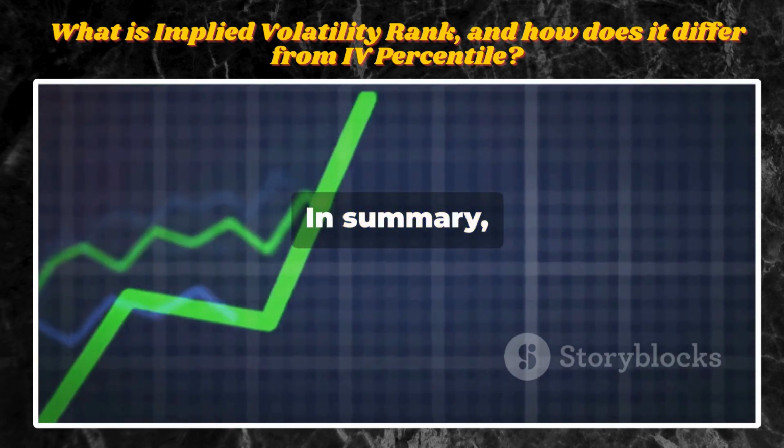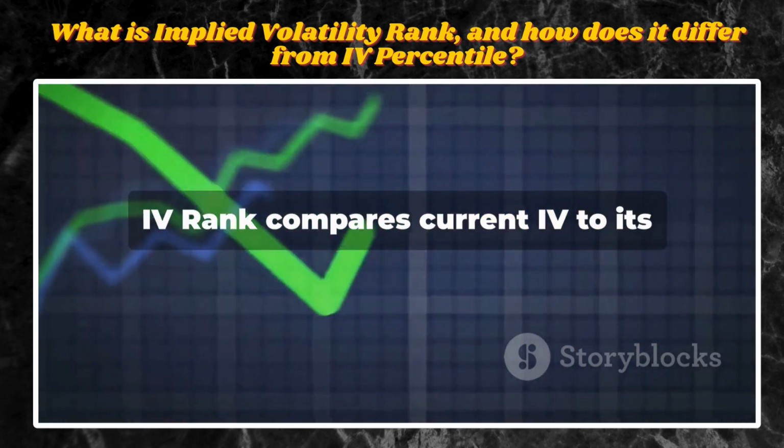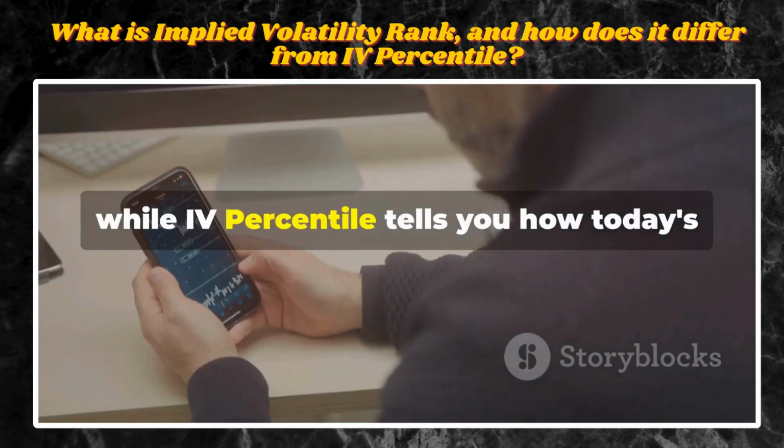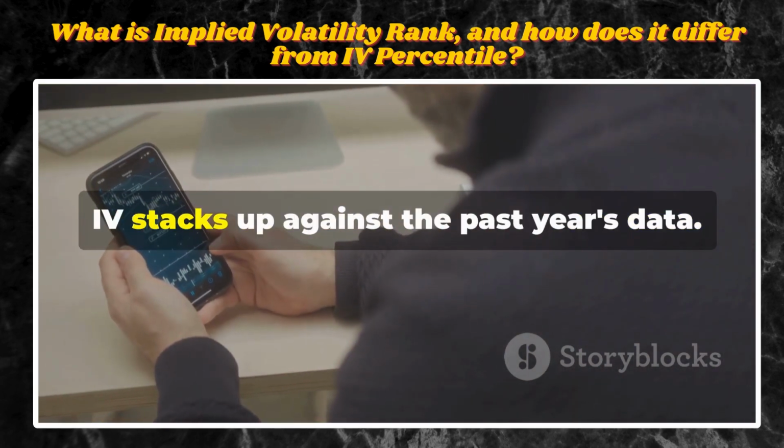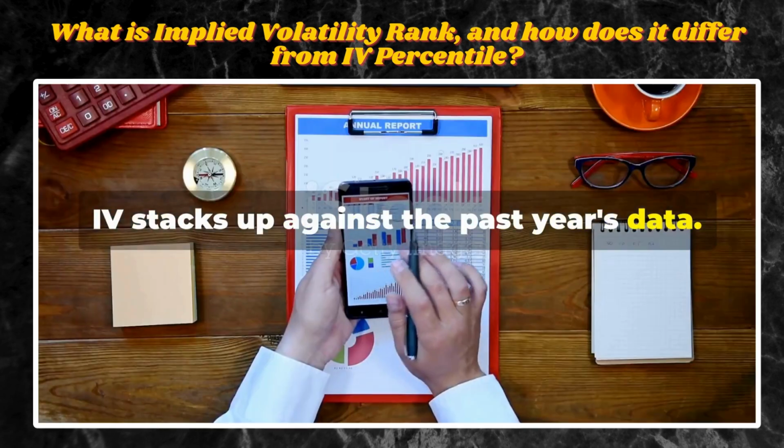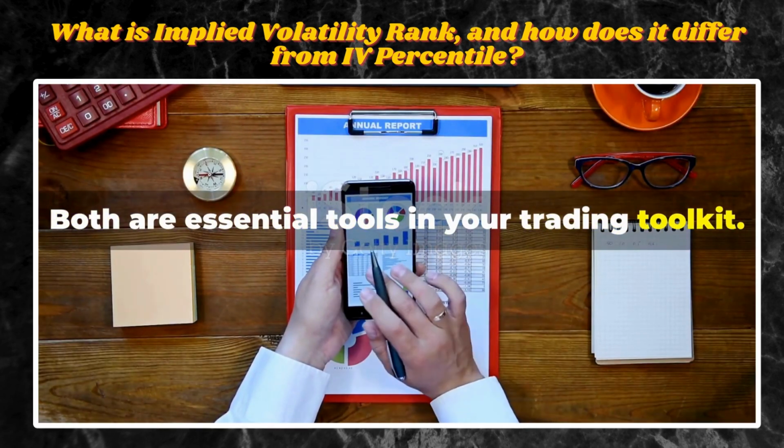In summary, IV rank compares current IV to its historical range, while IV percentile tells you how today's IV stacks up against the past year's data. Both are essential tools in your trading toolkit.